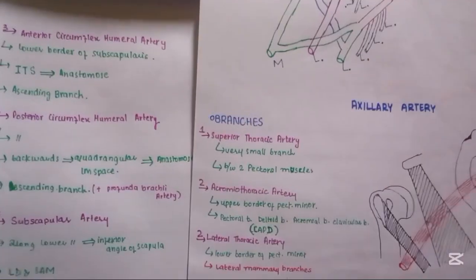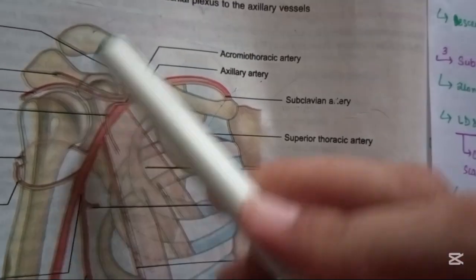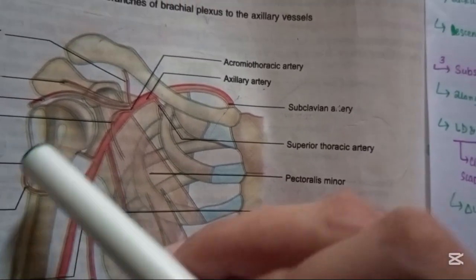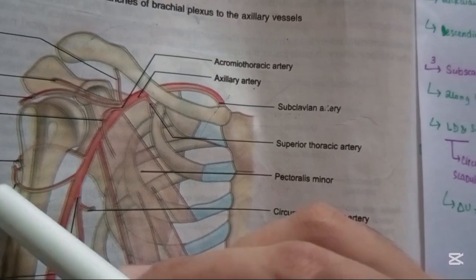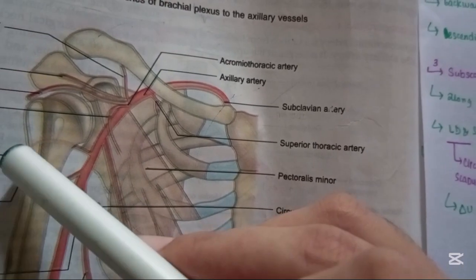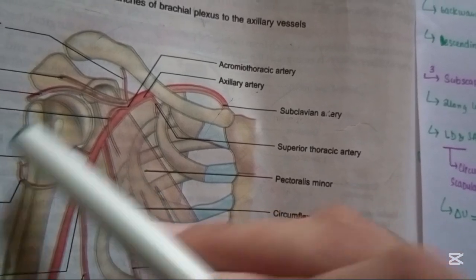So first let me show you a diagram here. This is your anterior circumflex humeral artery. It is moving laterally in front of this intertubercular sulcus, and after crossing it, it takes part in the anastomosis with the posterior circumflex humeral artery. This is your posterior circumflex humeral artery.